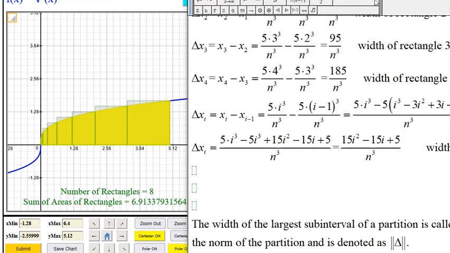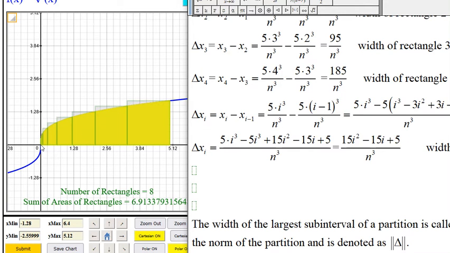And so what it means is this: let's say we want to know the width of the 8th rectangle. Then n would be 8, and i would be 8. So we put 8 here, and 8 here, and evaluate this expression, and that will give us the width of the 8th rectangle. And if we want the width of the 7th rectangle, then in place of i we would put 7, and n would be 8. Then evaluate this expression, and that will give us the width of the 7th rectangle.